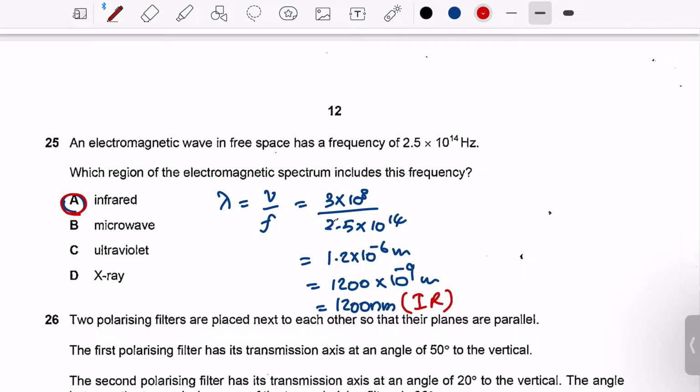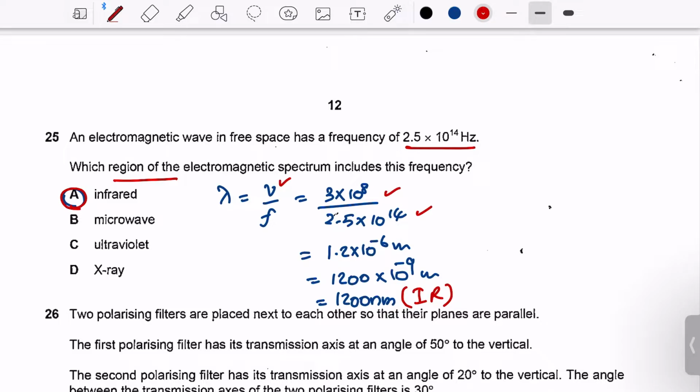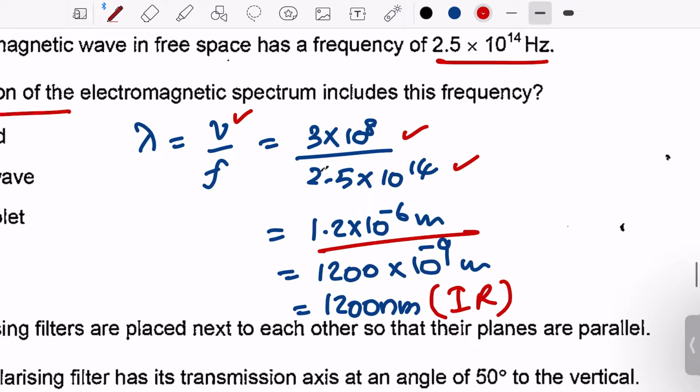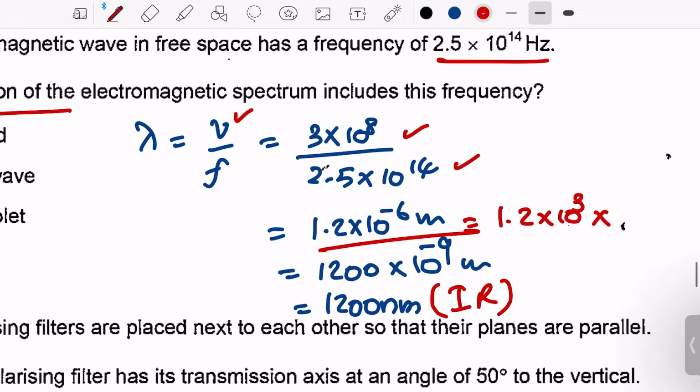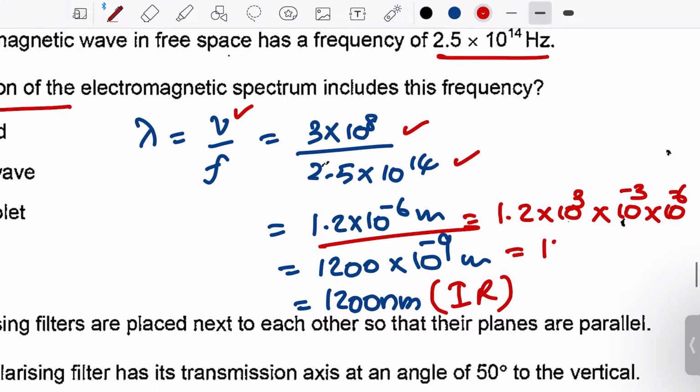Question number 25. Electromagnetic wave in free space has a frequency of this much. What region? Okay, it means wavelength. We can find wavelength. Lambda equals v over f. I put these numbers in, I get 1.2 times 10 to the power of minus 6. Actually I can write it as 1.2 times 10 to the power of 3 times 10 to the power of minus 6, so 1200 times 10 to the power of minus 9 meters. This is nano, so 1200 nanometer.